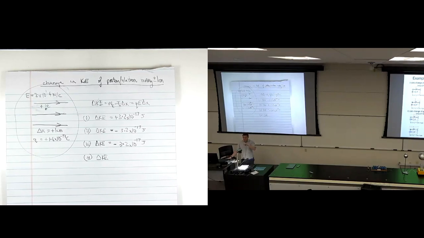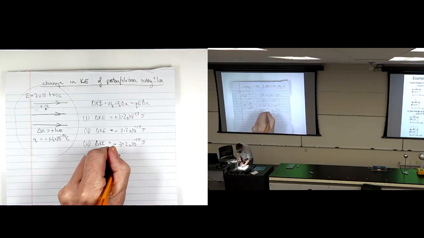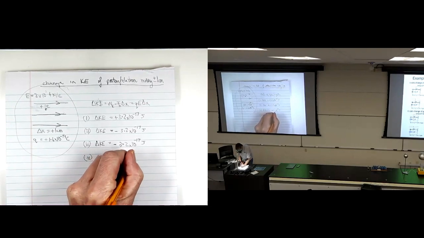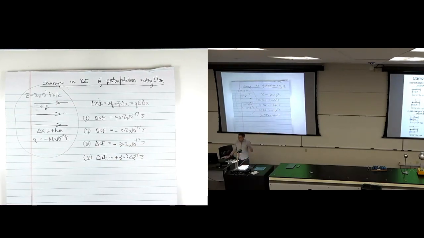We've got two minus signs in our equation now. We've got a negative charge and a negative displacement. And so what's minus times a minus? Minus times a minus is a plus. And so this is going to be plus 3.2 times 10 to the minus 17 joules. And so that's the change in kinetic energy for the final case.